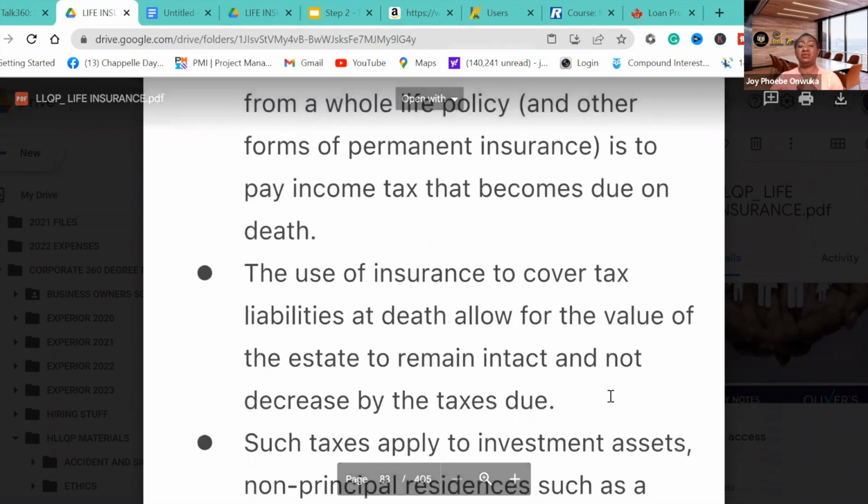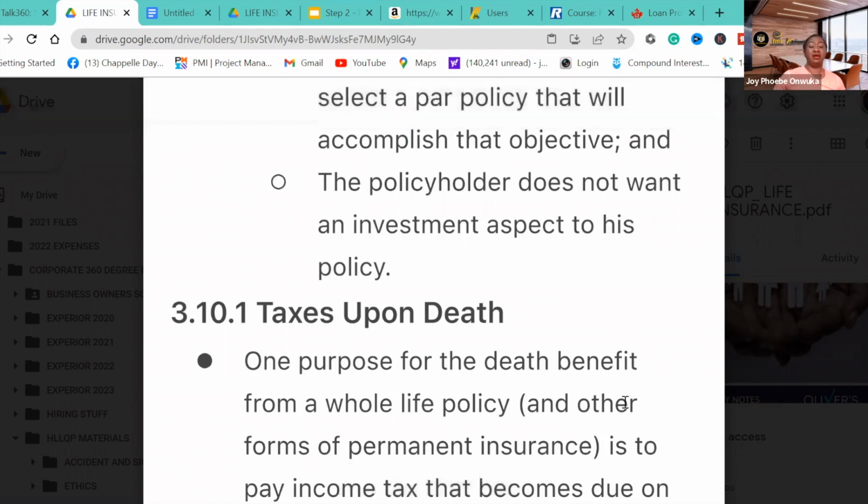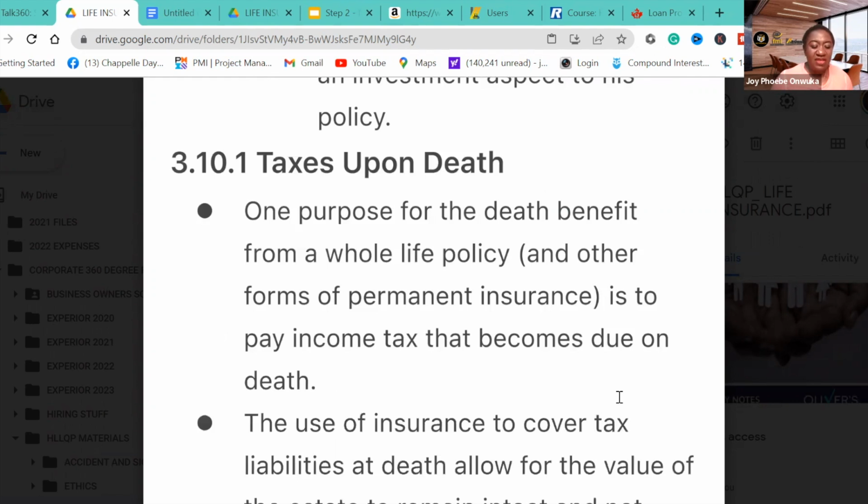All right. So we move on to taxes upon death. Sometimes I tell people that in Canada, and that holds true in the US too, that dead people pay taxes. Everybody pays taxes, even in death.